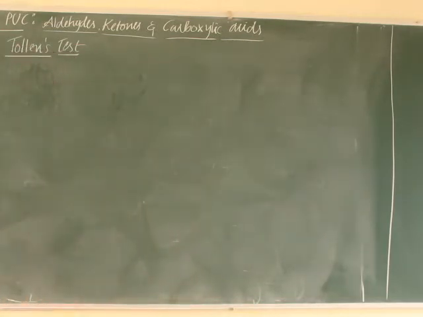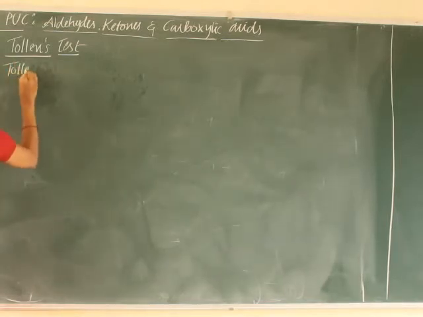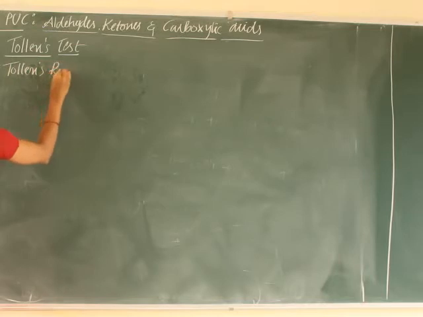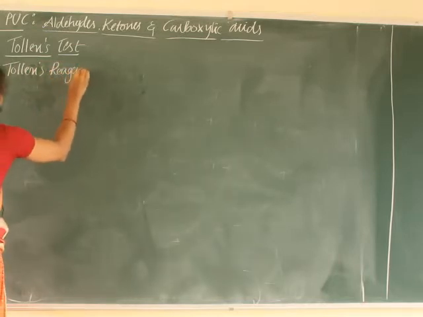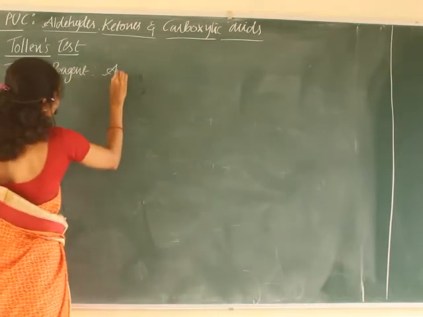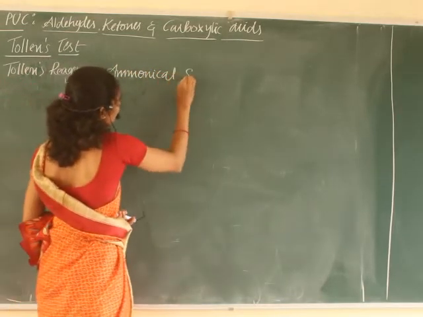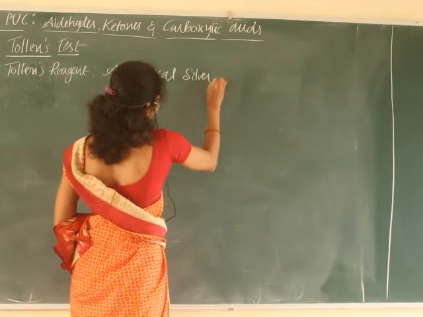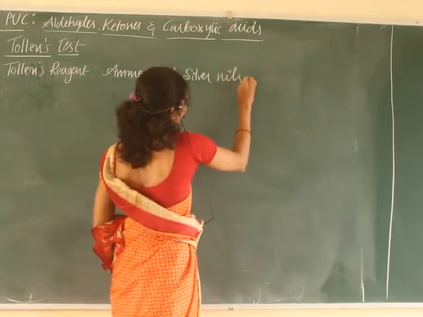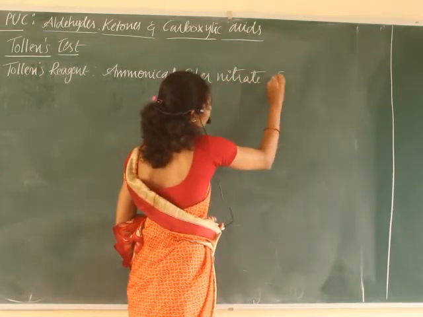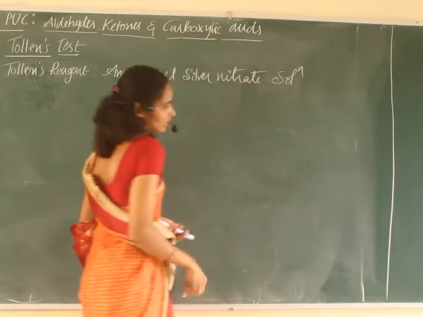identification of aldehydes. Now, what is Tollens' reagent? Before discussing the Tollens' test, we must know what Tollens' reagent is. Tollens' reagent is nothing but an ammoniacal silver nitrate solution. Ammoniacal silver nitrate solution is called Tollens' reagent.